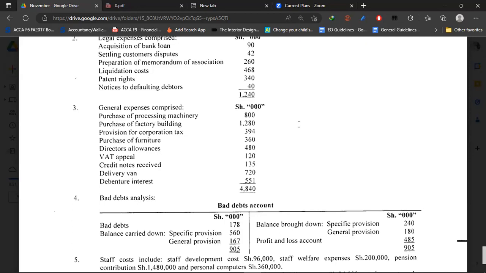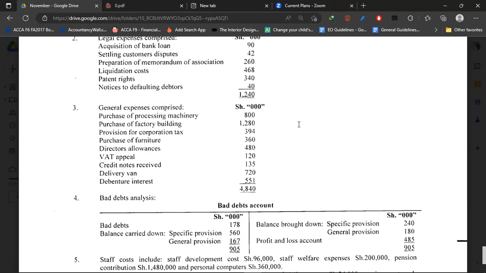We have the credit notes received. I said we can be able to make an assumption. This credit note received is already concerning the purchase of these machineries. I can be able to see there. We also have some issues like delivery van. We talked about being a disallowable expense, but the debenture interest is an allowable expense.